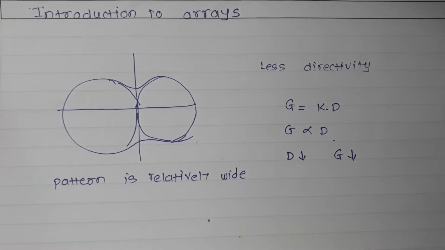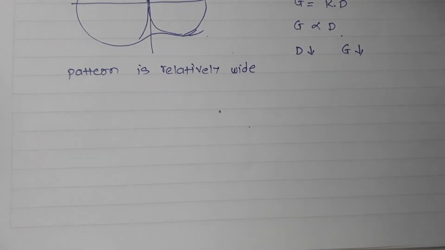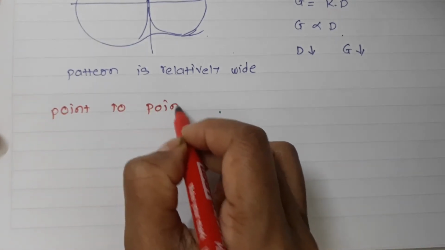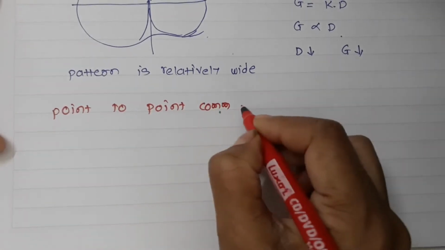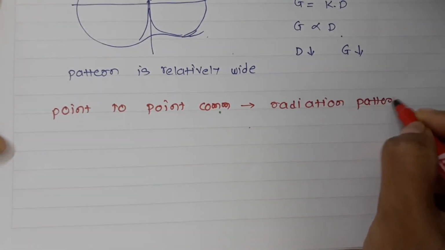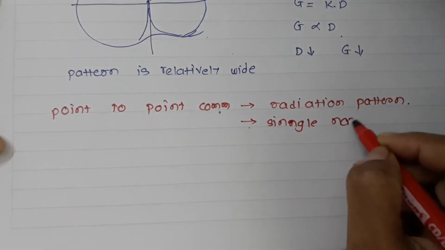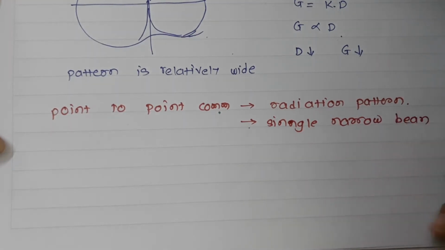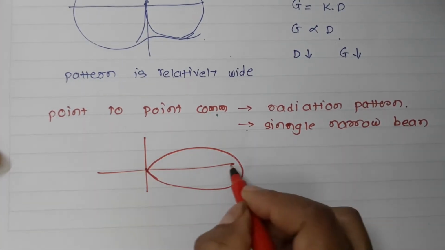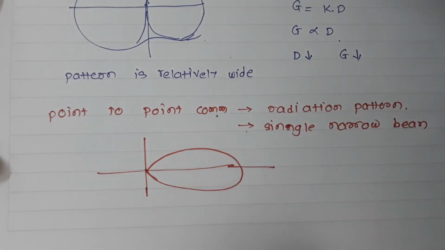So for many applications of this particular antenna, we need this for point to point communication. For point to point communication, my requirement is that I should have the radiation pattern as a single narrow beam. So here, my requirement will be like this. I need this kind of radiation pattern where my receiving antenna is placed. So how can we achieve this?